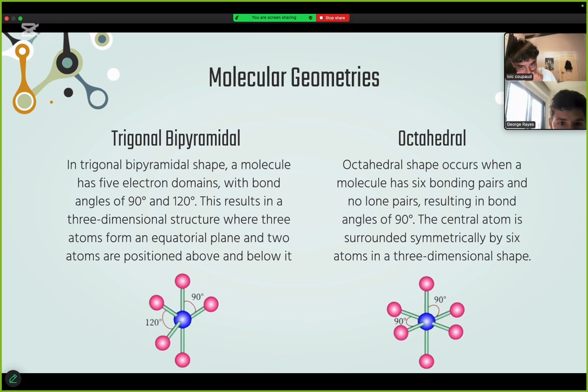Final two, trigonal bipyramidal. In trigonal bipyramidal shape, a molecule has 5 electron domains with bond angles of 90 degrees and 120 degrees. This results in a three-dimensional structure where 3 atoms form an equatorial plane and 2 atoms are positioned above and below it. Octahedral. Octahedral shape occurs when a molecule has 6 bonding pairs and no lone pairs, resulting in a bond angle of 90 degrees. The central atom is surrounded symmetrically by 6 atoms in a three-dimensional shape, as shown in both of these images right here.